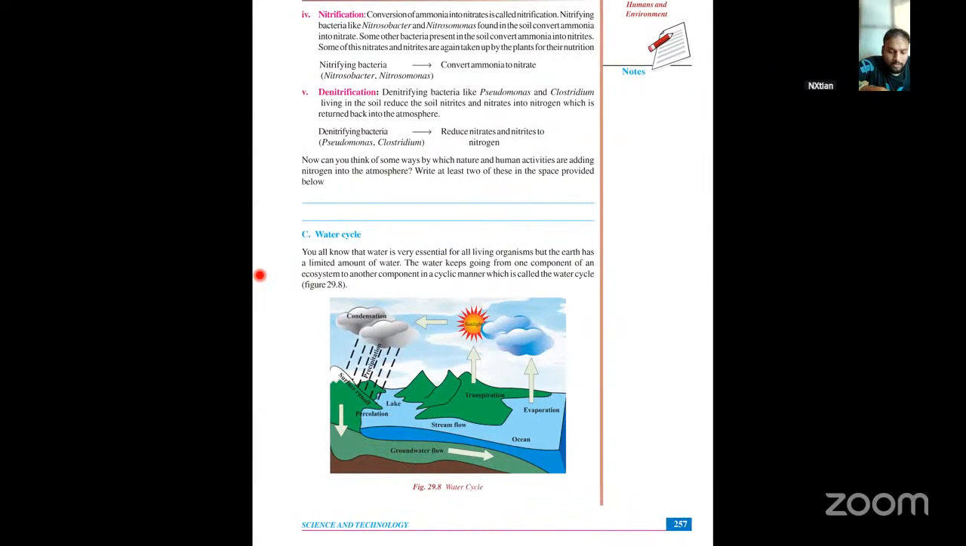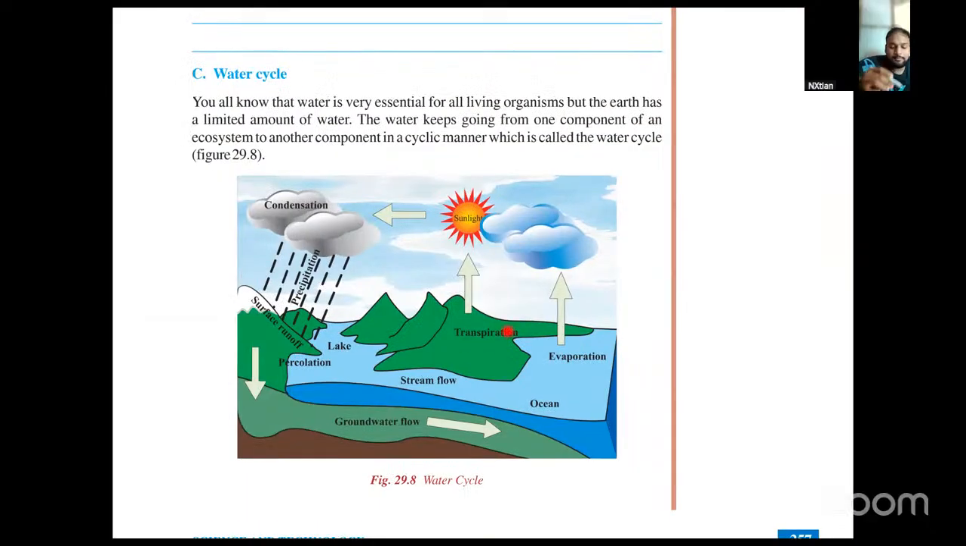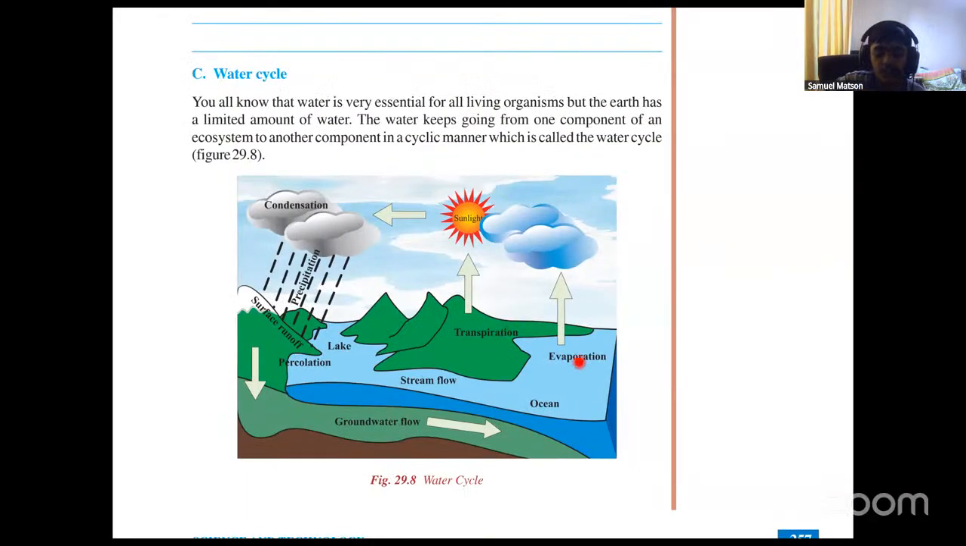Okay. So now the water cycle. Everyone please pay attention. So Sam, can you explain the water cycle with the help of this diagram? Yeah. So first, the sun's heat is going to take away the water from the ocean, the seas, the rivers, and all the water sources. That much is called evaporation.